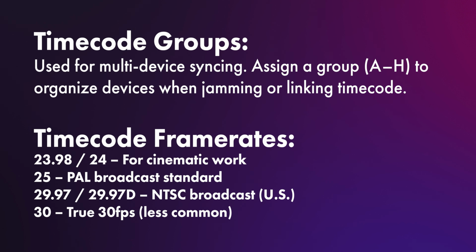You can choose your timecode group, letters A through H, and your frame rate with options like 23.98, 24, 25, 29.97, 29.97 drop frame, and 30. For most solo creators and basic shoots, you can honestly ignore timecode, but it's great to know it's there if your workflow gets more complex down the road.